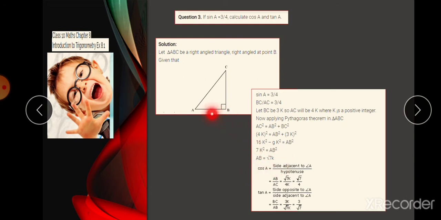Then who is the adjacent here? Root over 7k. Now they are asking cos. Cos means adjacent by hypotenuse. Root over 7k by 4k. The k will get cancelled. Root 7 by 4 is the cos.